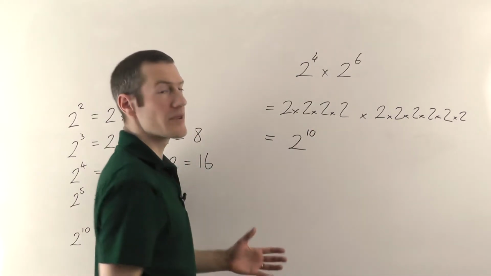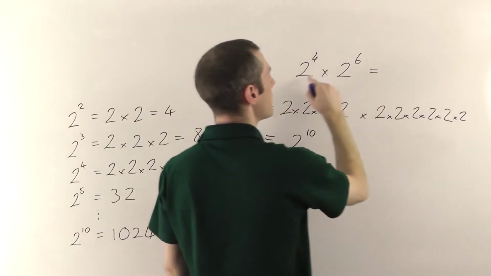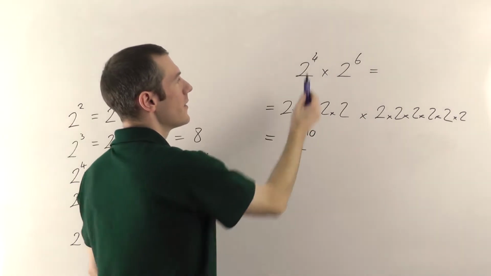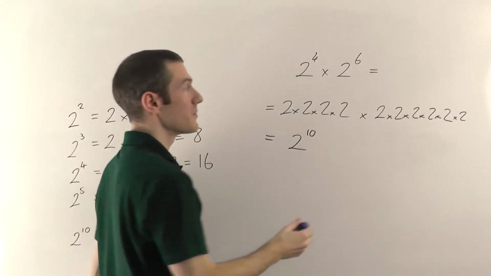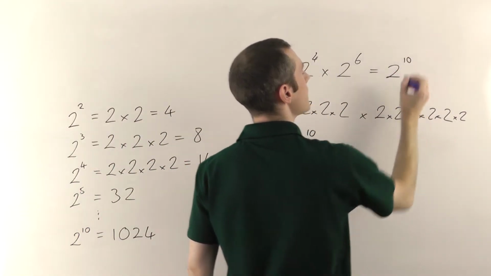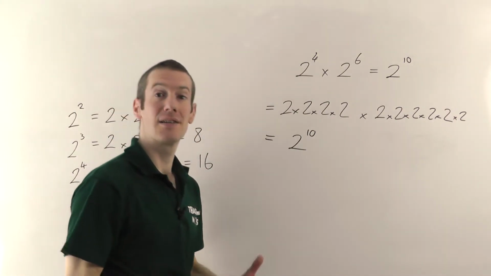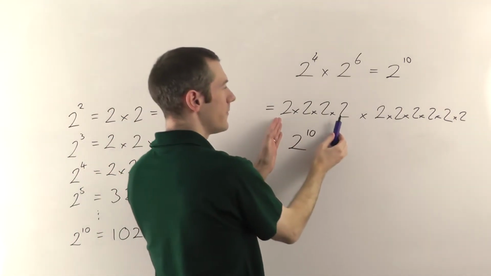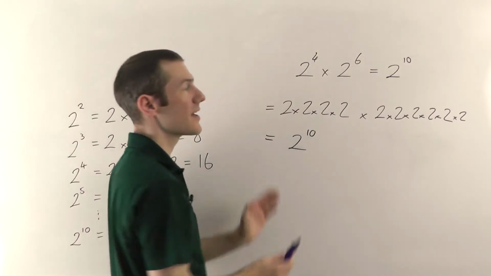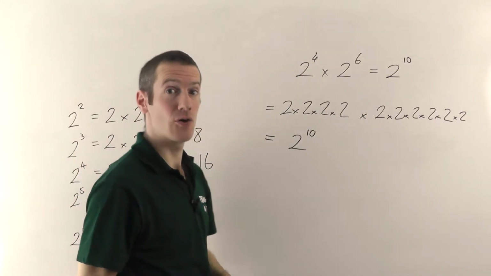So you can work it out, but the key thing here is that if you're multiplying, you've probably seen here, 4 of them plus 6 of them just gives you 10 of them. So actually you're adding the powers, because you've got 4 plus 6 to give you 10 altogether. And that's our first law of indices.